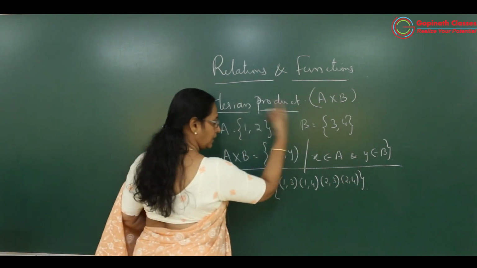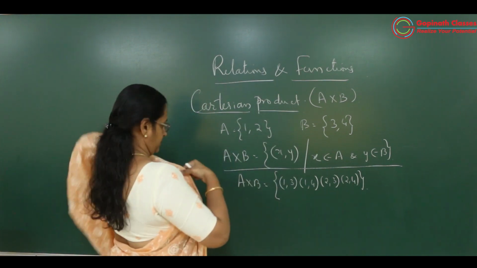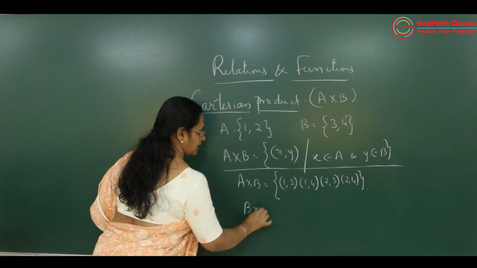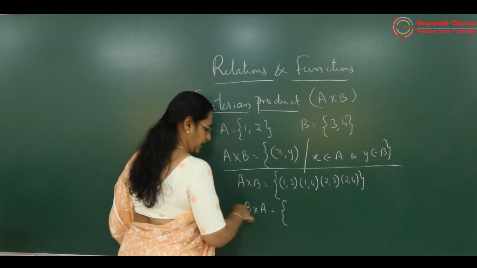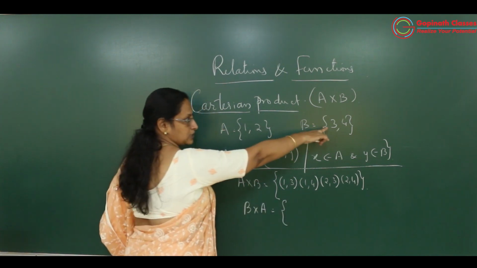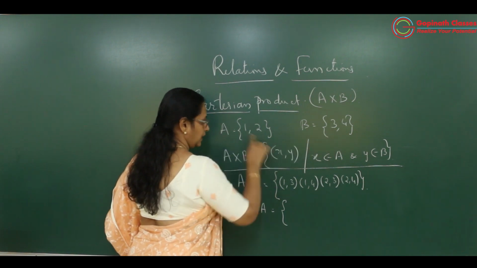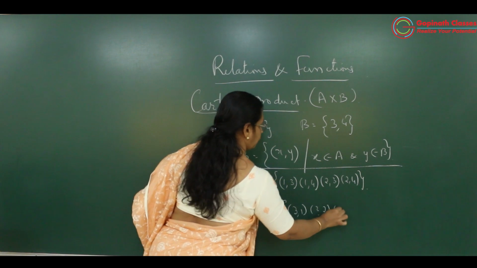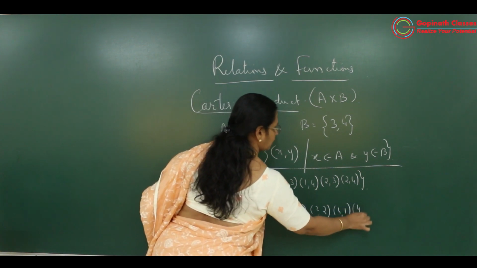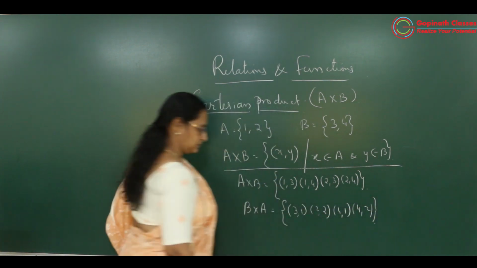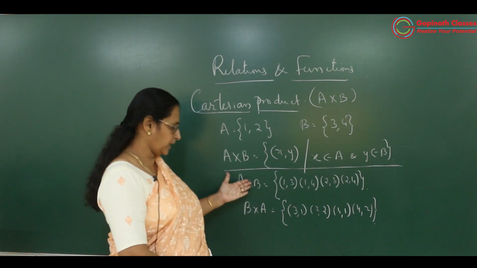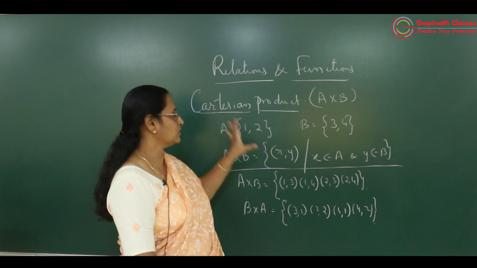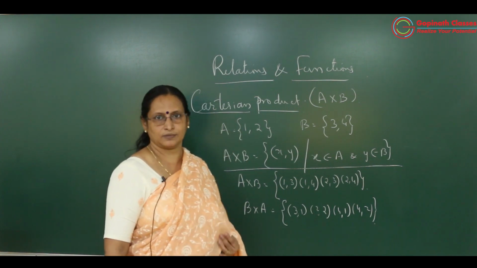If I am taking B cross A, it is different. A cross B is not the same as B cross A. You can find it out. There, the first element should belong to B. So from here we have to pair (3, 1), (3, 2), (4, 1) and (4, 2). So from here you can understand A cross B is not equal to B cross A. So this is known as Cartesian product.